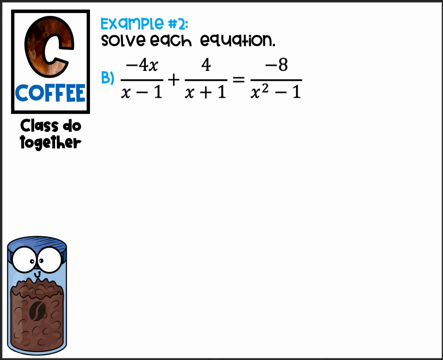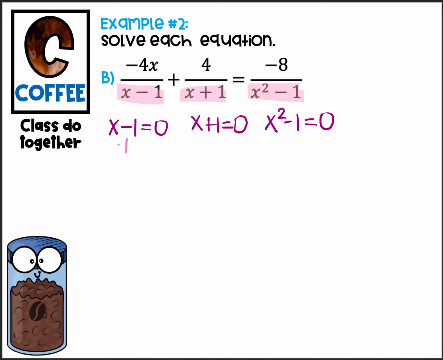For example part B, we're going to solve for negative 4x over x minus 1 plus 4 over x plus 1 equals negative 8 over x squared minus 1. Again, I would like to start by setting up which ones are my not solutions. Remember, you set all of your denominators equal to 0, and those would be your not solutions. I'll have x minus 1 equals 0, and so for x, x plus 1 equals 0, and so for x, and also x squared minus 1 equals 0, and so for x.